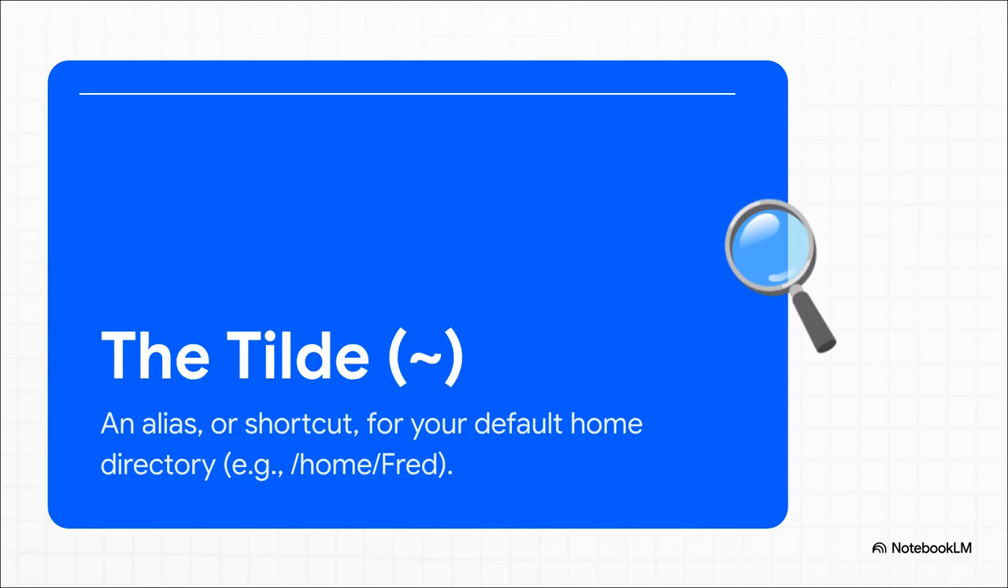You know how every good map has shortcuts? Well, in the terminal, the tilde key, that little squiggly line, is basically your personal teleporter. It doesn't matter where you are in this digital world, typing that tilde is an instant shortcut back to your home base, your /home/Fred directory. You're going to use it all the time.